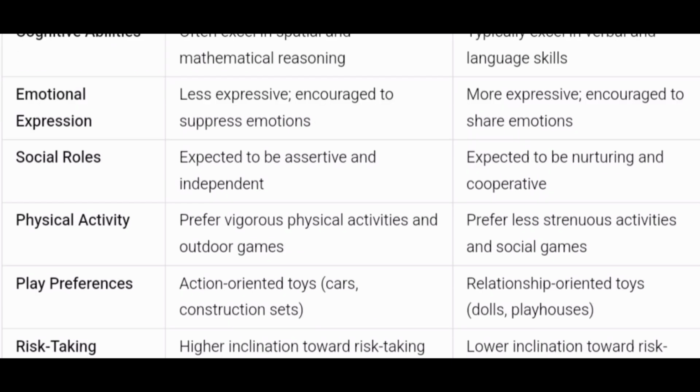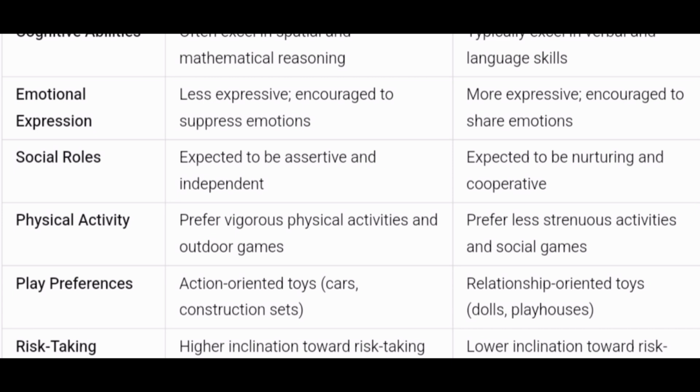It is like that. Emotional expression. You know that men, we are less expressive. We don't express our emotions. Less expressive, encouraged to suppress emotions. Males don't express themselves so much. However, females are very expressive. They express what they feel. But in society, males are expected to suppress their emotions, which means we are expected not to cry or not to be sad, right? However, females are encouraged to cry or show their emotions. So this is what society does with us.